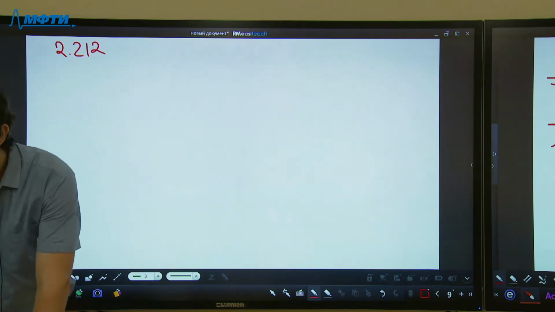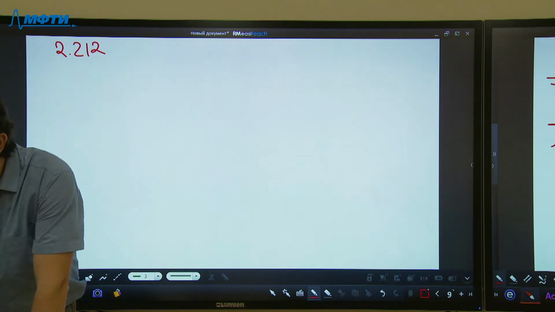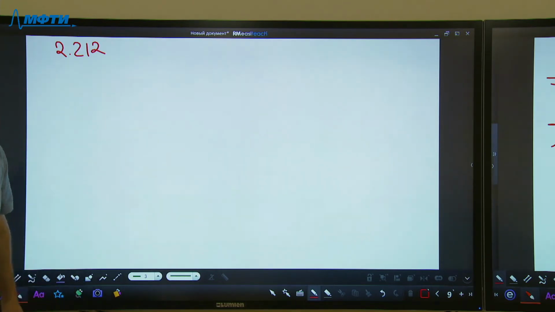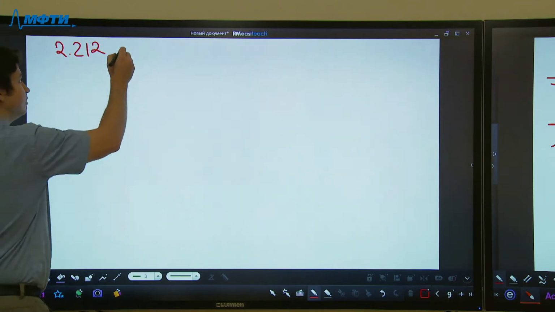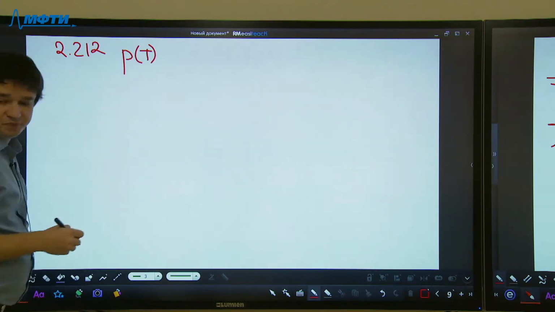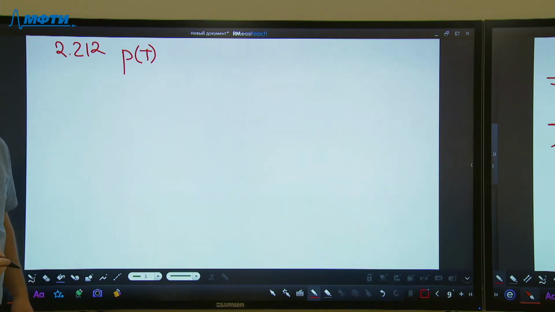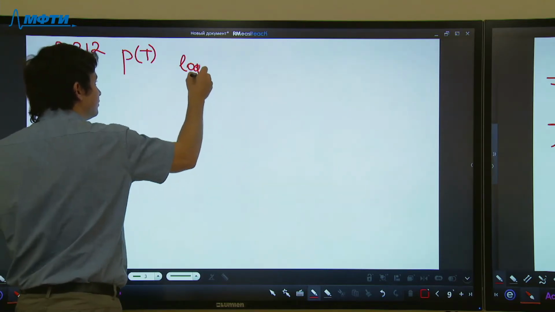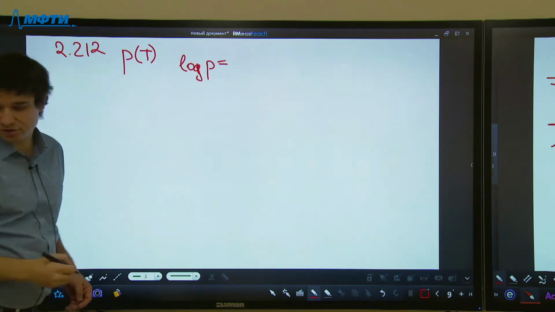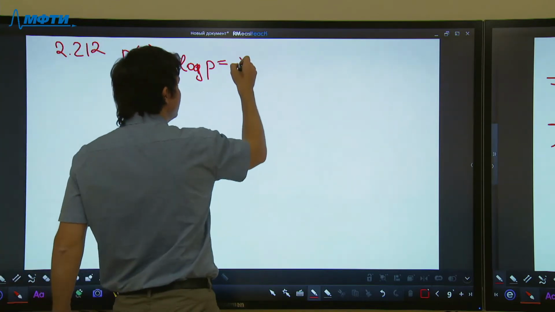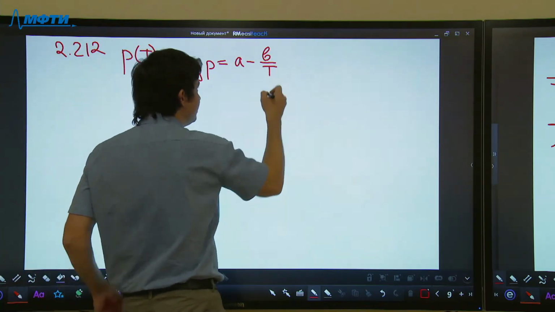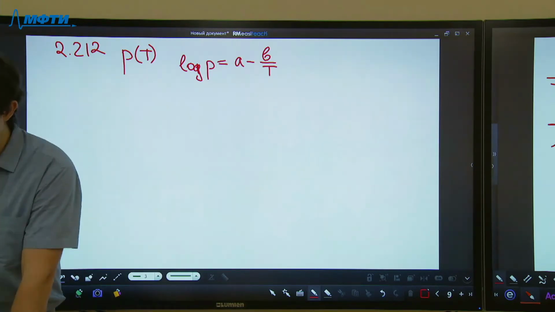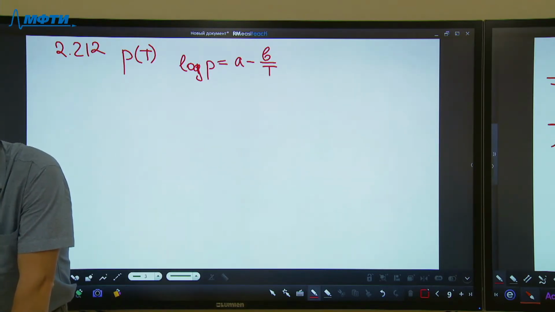It says that in the vicinity of the triple point, the saturated vapor pressure P of carbon dioxide depends on temperature T. P is a function of T near the triple point. Okay, log P equals A minus B over T, where A and B are constants.